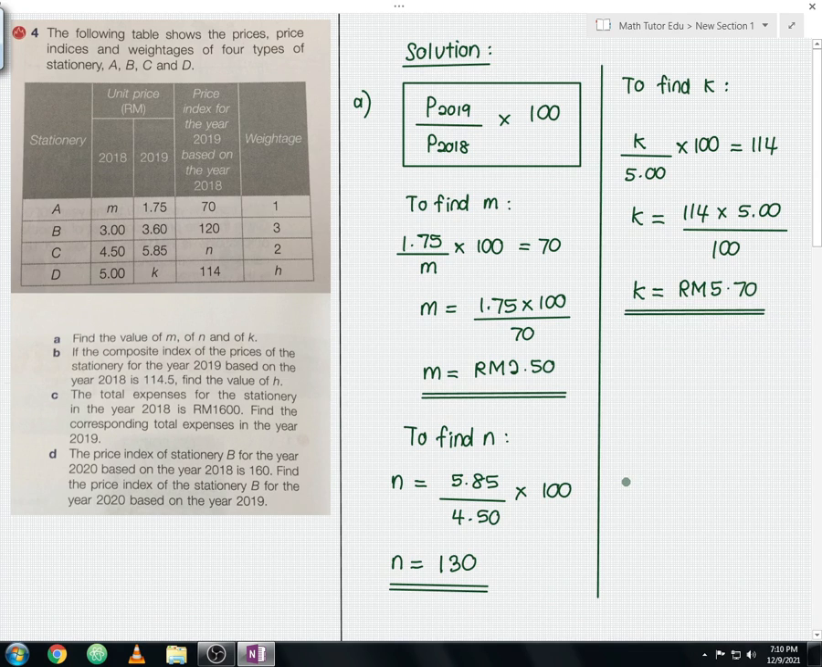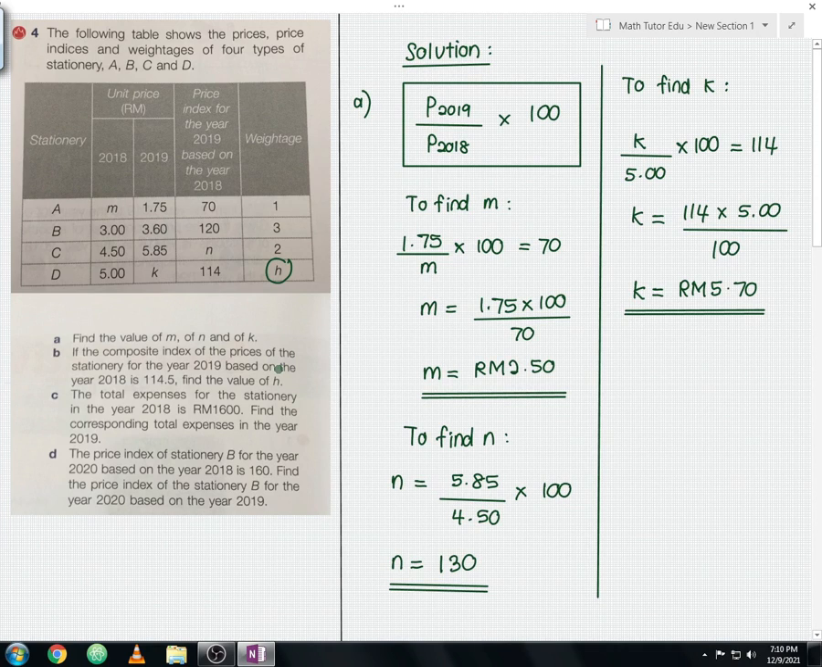Let us proceed our discussion for the question part B. For the question part B, they already gave us the composite index of the year 2019 based on the year 2018 is 114.5. So from here we are required to find the value of H. H is actually representing one of the weightage. So this is your H. To solve this question, we are still going to apply the composite index formula. And from there we should be able to find the value of H.